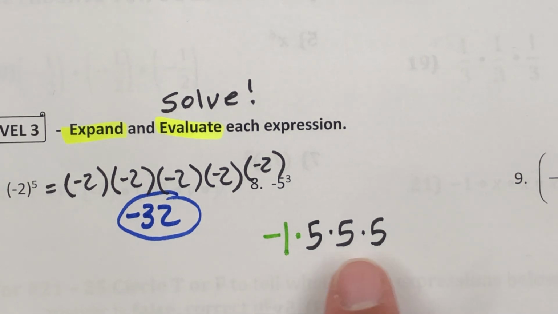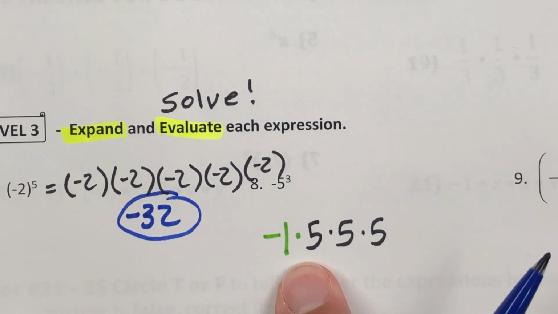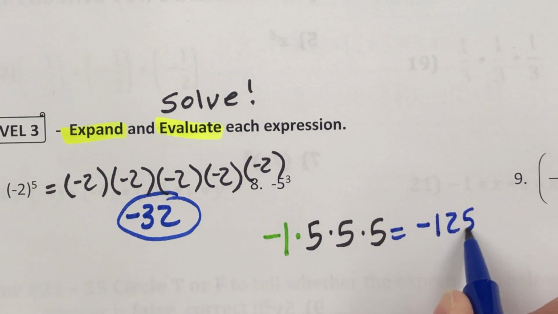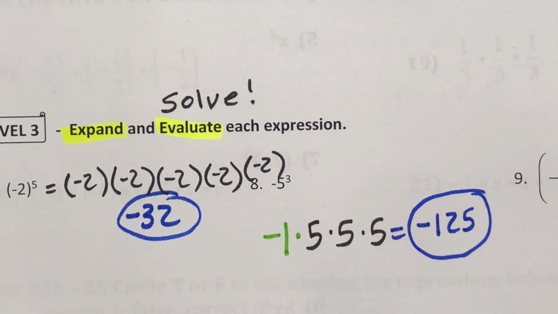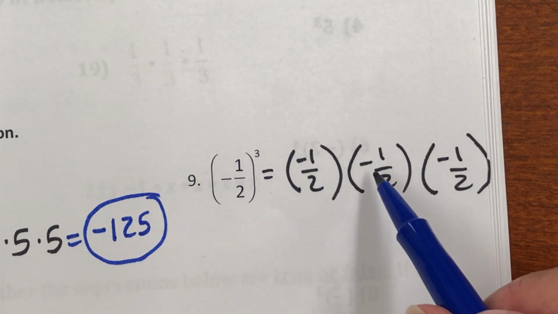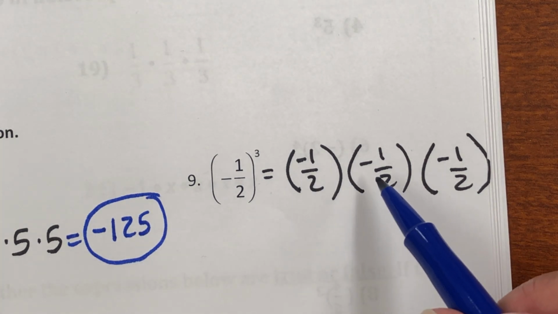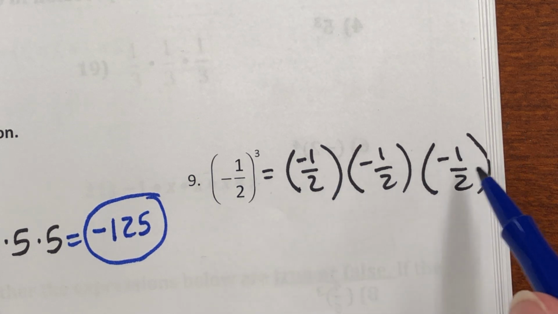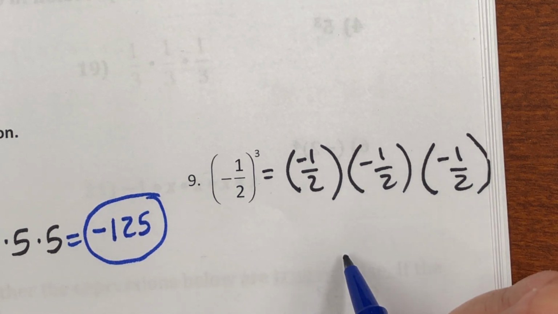Now this one, 5 times 5 is 25, times 5 is 125, times -1, -125. And -1/2 times -1/2 is +1/4. Negative times negative is positive, times negative is -1/8.